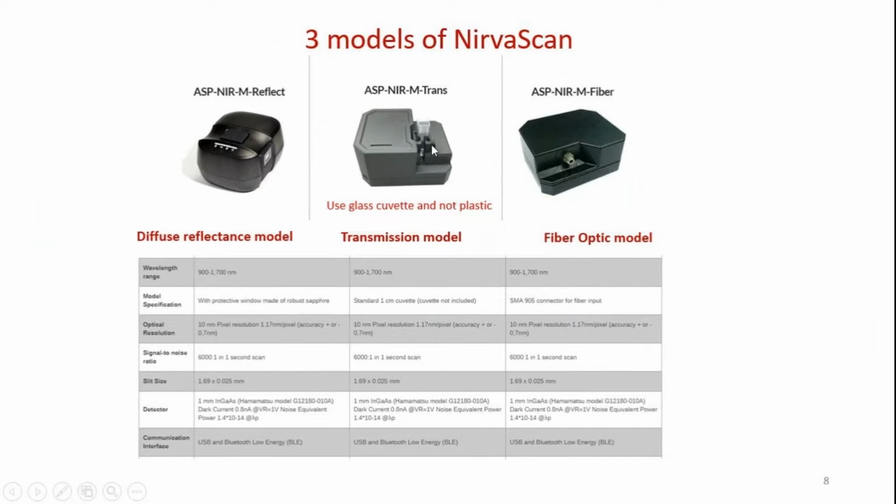It comes with a cuvette. And then you have the fiber unit, which does not have an internal lamp. So you have to use an external lamp to provide it with light and get any signal. Normally it has a 10 nanometer resolution, range 900 to 1700.